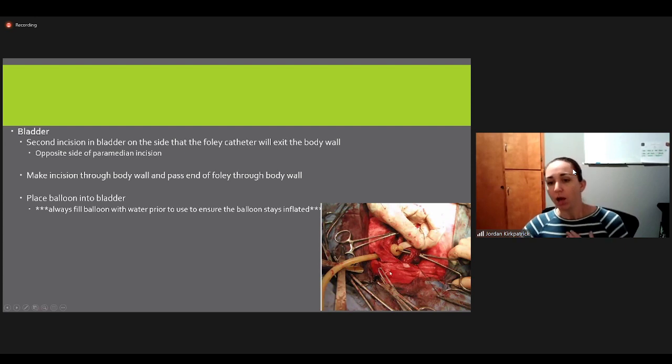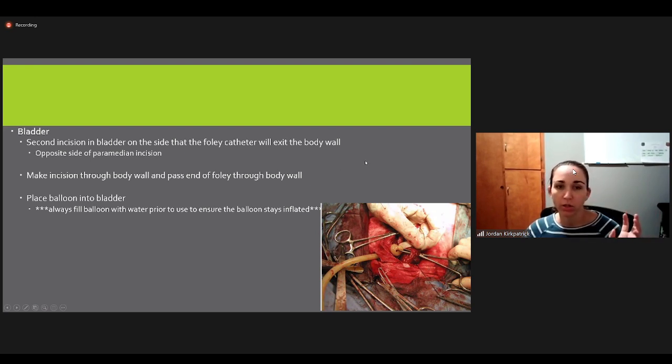So here's the incision in the body wall, and this is not a Foley catheter. This is called a Pezzer. It's a different tube you can use. I don't like them. I always use a Foley catheter. But this is the incision into the body wall, and then you pass it through. And this is the secondary incision into the bladder, and you're going to put the Foley through that incision and then into the bladder.